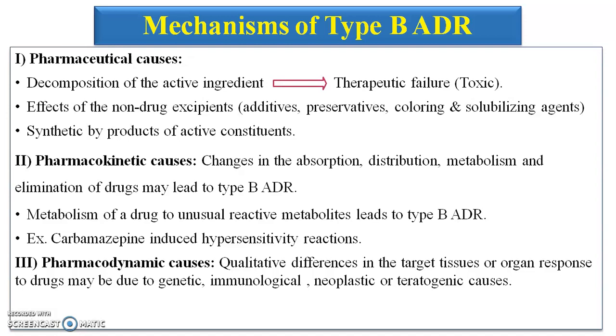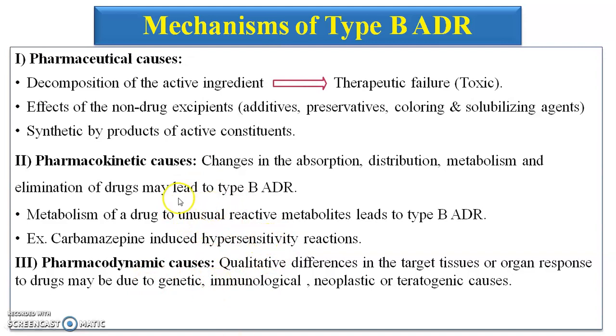producing type B reactions. And coming to pharmacokinetic causes, as I discussed in case of type A reactions, here also it is all because of changes in ADME property of a drug that leads to type B reactions. In case of metabolism of any particular drug, if an unusual reactive metabolite is available, it may lead again to type B reactions. One example is carbamazepine induced hypersensitivity reactions in case of metabolism.